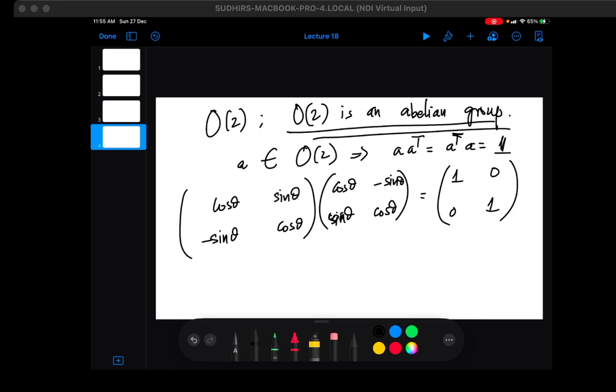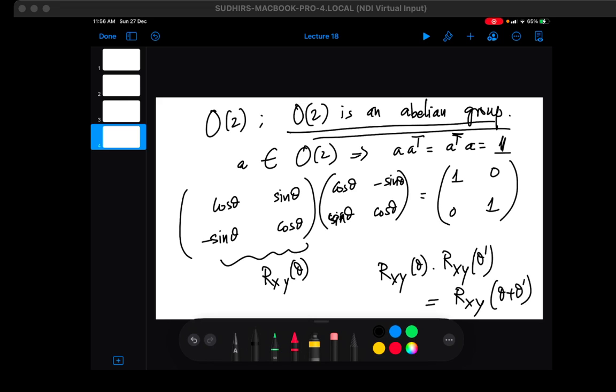Then you can also check the closure. Let me call this r_xy of theta. If you multiply r_xy of theta times r_xy of theta prime, another angle, you can show that it is equivalent to r_xy of theta plus theta prime. So it satisfies the group axiom, and this essentially shows you that it satisfies the closure law.